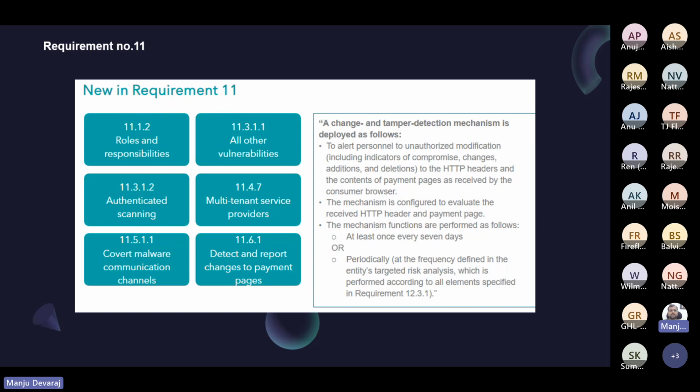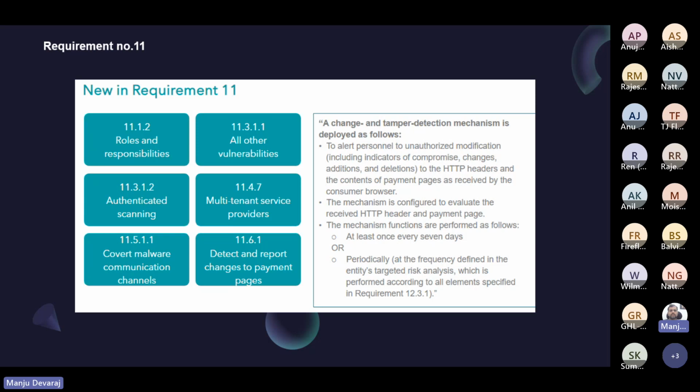Requirement number 11. Good, we are on time now. So 11, as we know, is the same thing, but there is explicitly one big change. Roles and responsibilities stay there, and they're also talking about all the other vulnerabilities, just to cover everything, because they don't want to talk specifically about anything. Before they were talking specifically about certain vulnerabilities; now they're saying all other vulnerabilities have to be covered, right?